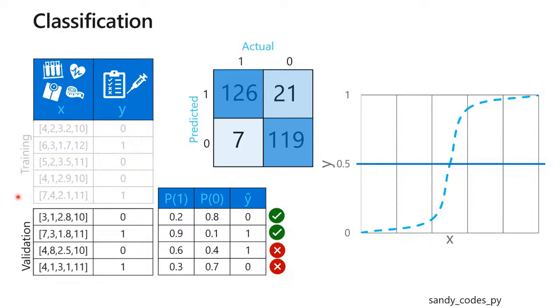Let's say you have 1,000 records. 1,000 records is 1,000 rows of data in a CSV or an Excel sheet. So why do you split it in the first place? Someone can say, hey Sandy, why can't we put the entire thing in training? Why do we need a validation?